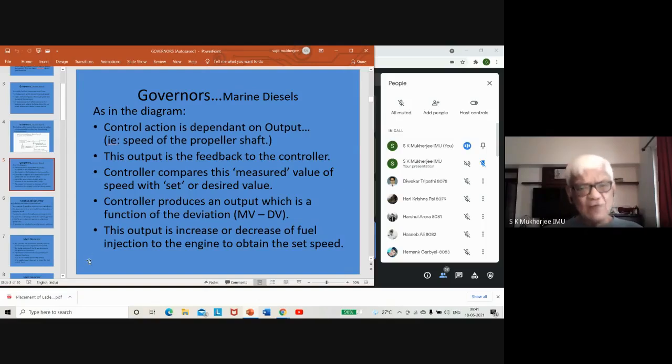Okay, so this output is increase or decrease of fuel injection to the engine to obtain the set speed. Ultimately, the objective is to get a required speed of the propeller shaft, which in turn will give you the speed of the ship. So the governor gets a feedback from what is actually happening and what the engineer wants. Based on that, it will decide on the corrective action in case there is a deviation.